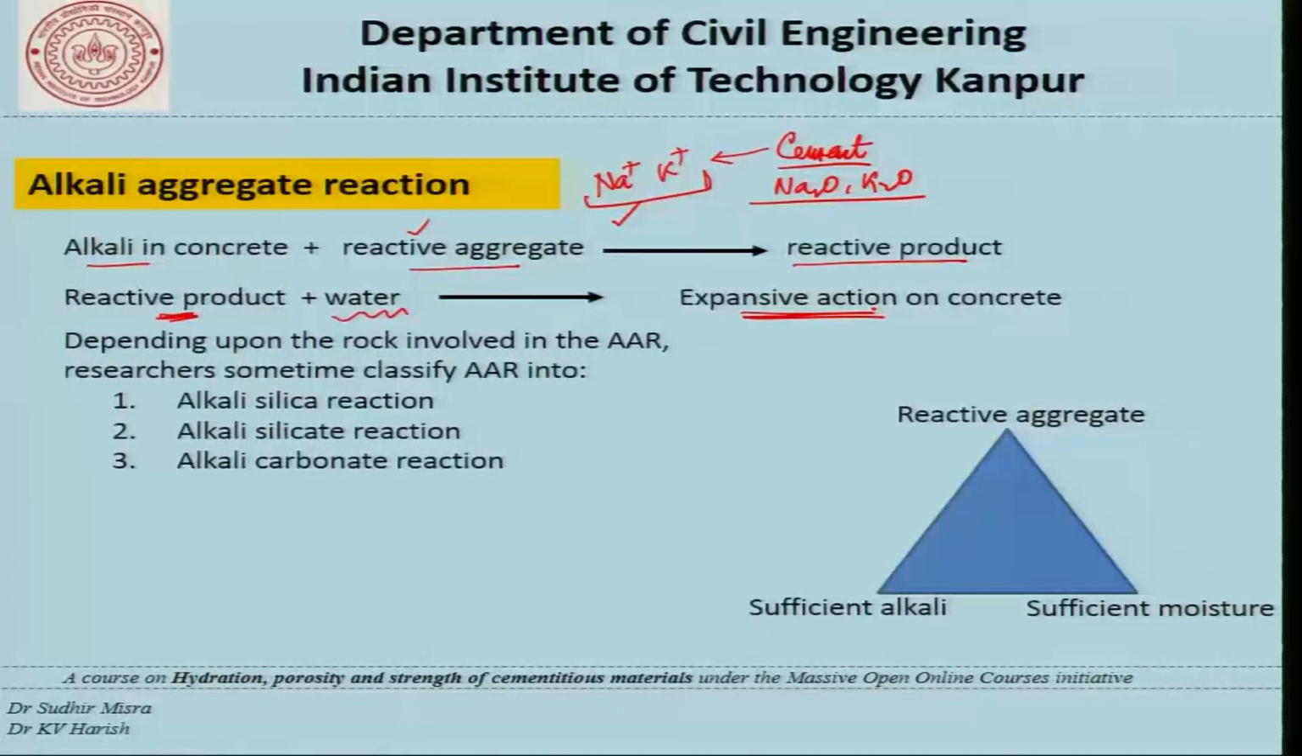And depending on the classification that we have, if you read enough literature, you will find that people have tried to talk of alkali aggregate reaction in different forms: alkali silica reaction, alkali silicate reaction, and alkali carbonate reaction. What we basically need in order to study alkali aggregate reaction is the reactive aggregates. Sufficient alkali should be there to have a reaction with the aggregates, and there should be sufficient moisture, which will cause the expansion to happen, because these reactive aggregates and alkali form a reaction product which absorbs water to cause expansion.